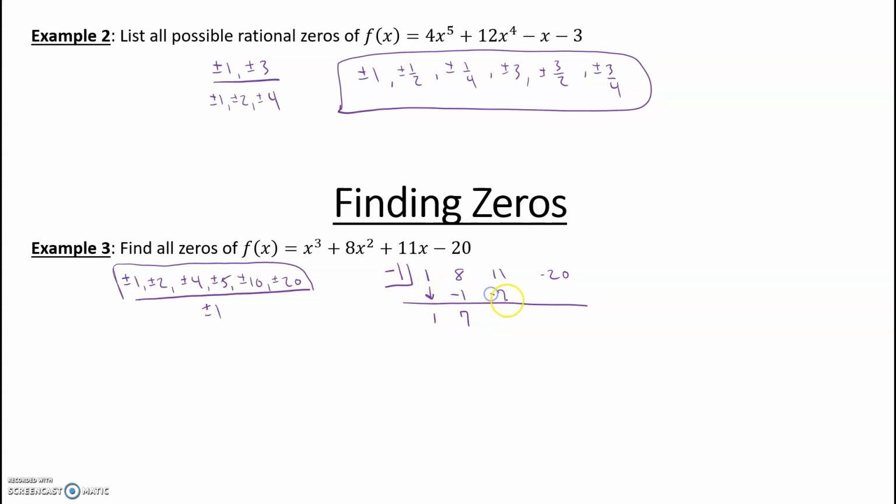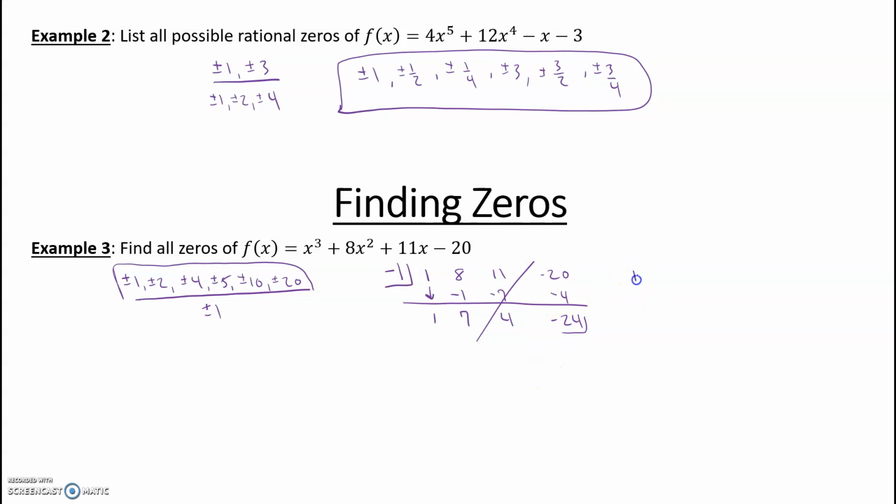Multiply, and add. Multiply, and add. So see how there's a remainder right here? This tells us that -1 is not a root.